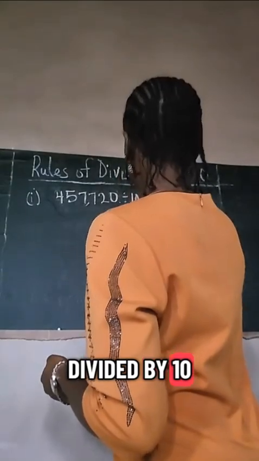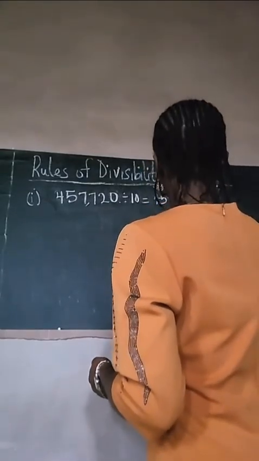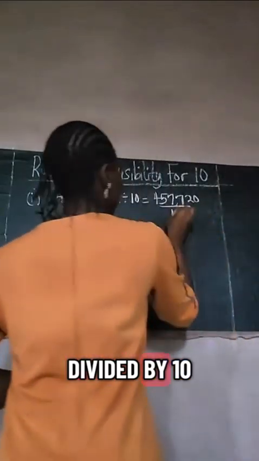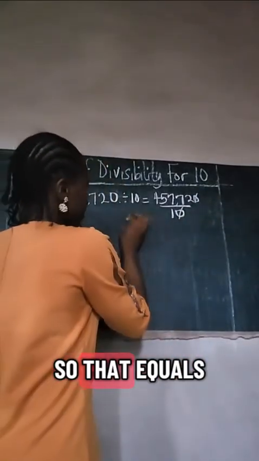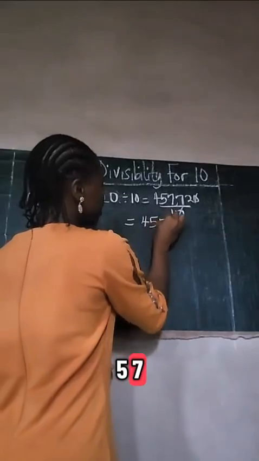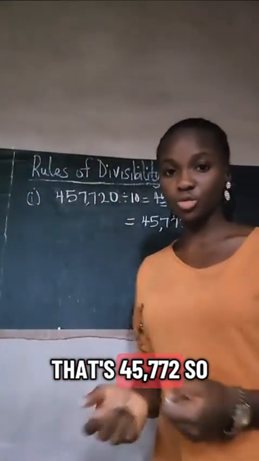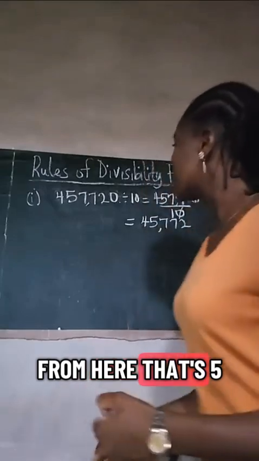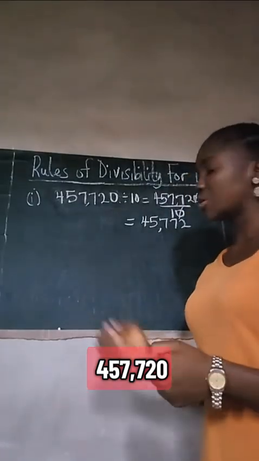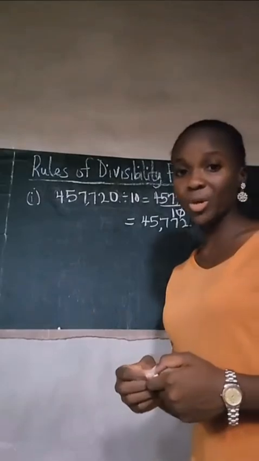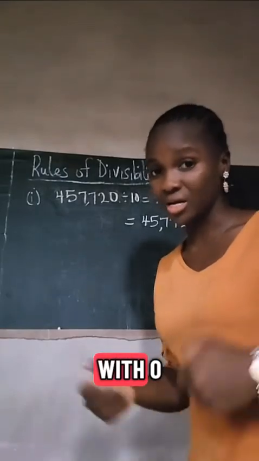Divided by 10, which is the same thing as divided by 10 over 10. So 0 we cancel 0. So that equals 45,772. So we can see from here that 457,720 is divisible by 10 because it ends with 0.